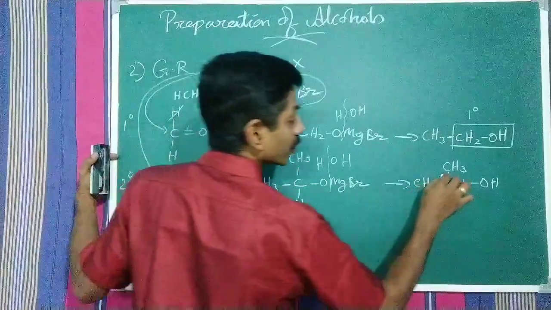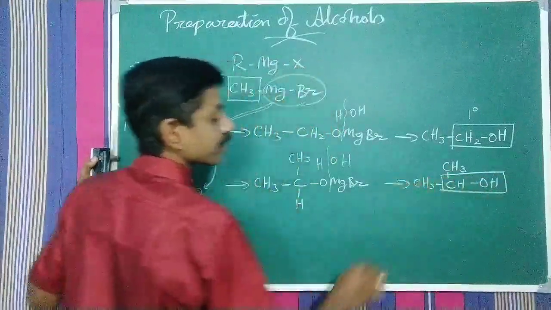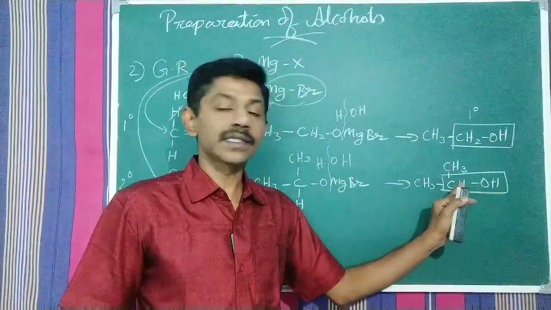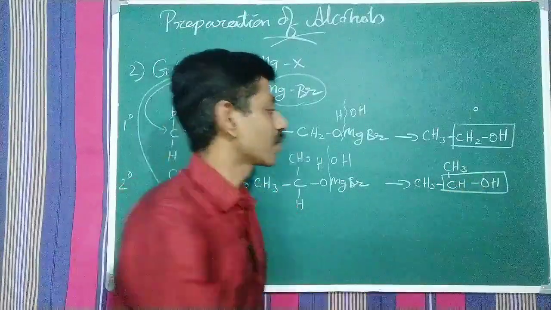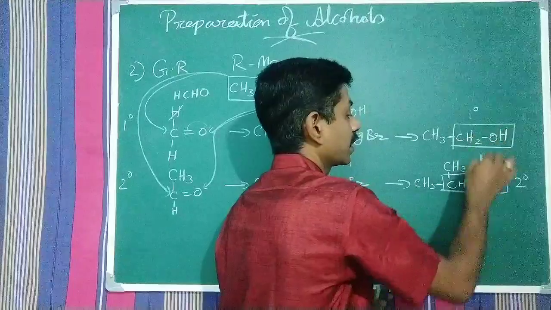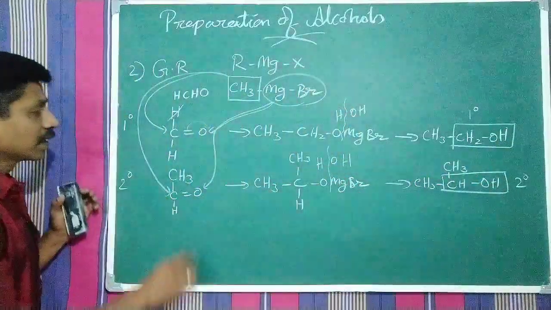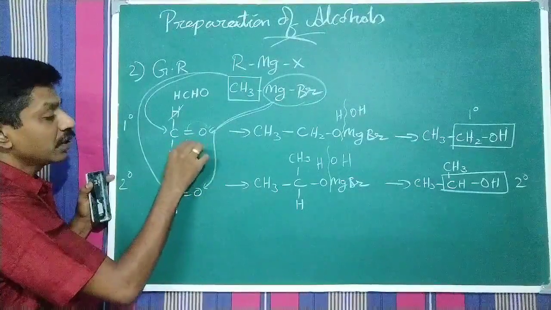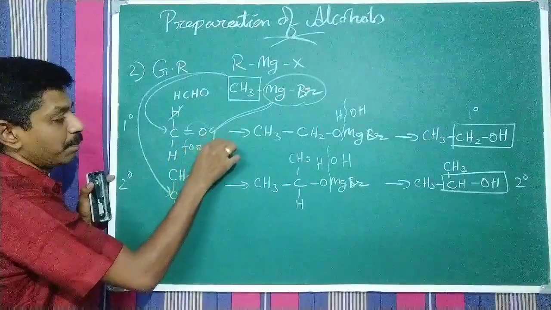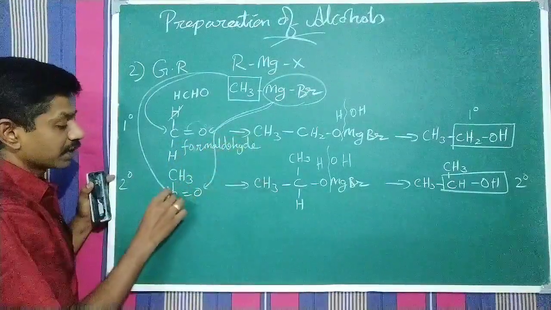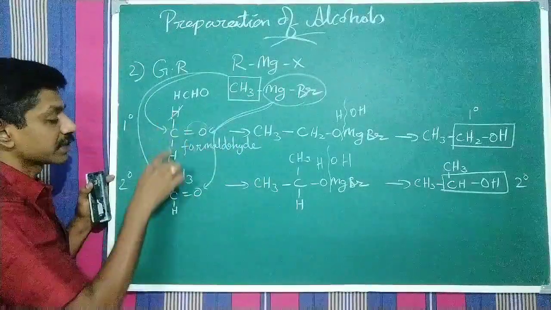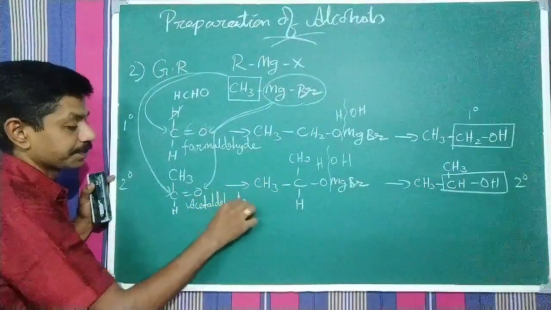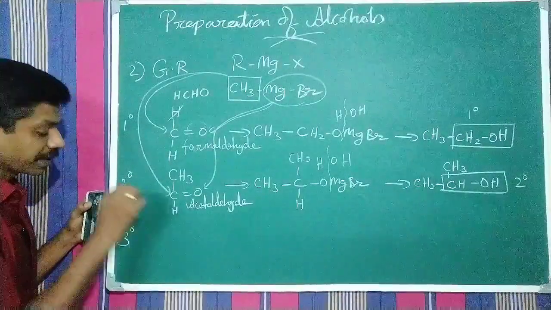If you closely observe the molecule, it has CHOH as a functional group. That means the OH-attached carbon is a CH in nature, so it is a secondary alcohol. So here we formed a primary alcohol, and here we have formed a secondary. Then you may be asking a question: for the preparation of primary alcohol, we took formaldehyde. And for the secondary alcohol, when hydrogen is replaced with the methyl group, it gets converted into acetaldehyde.